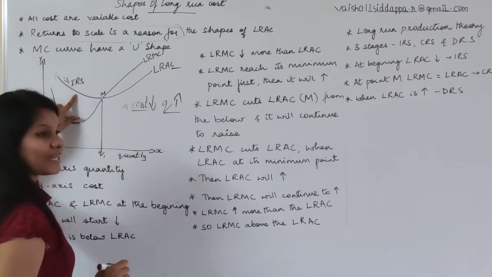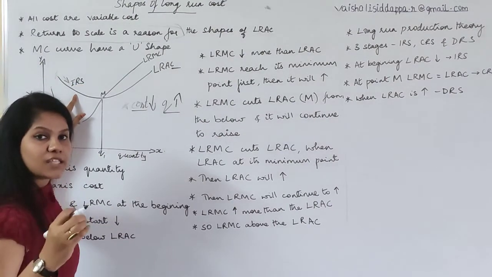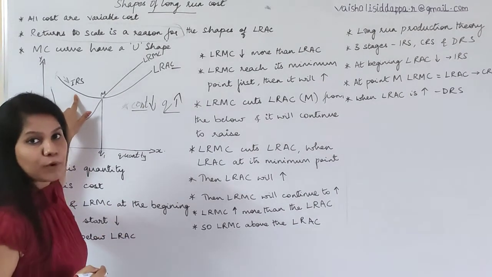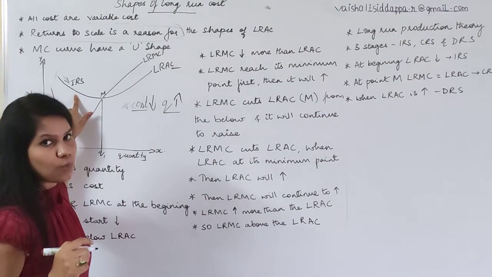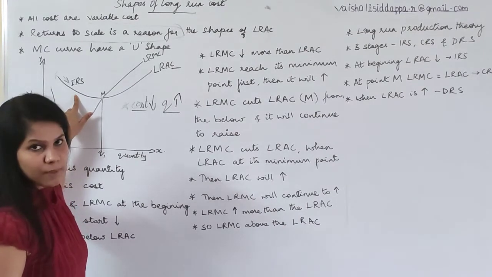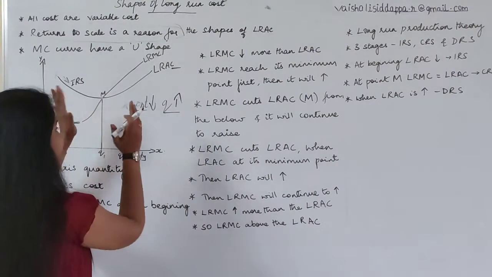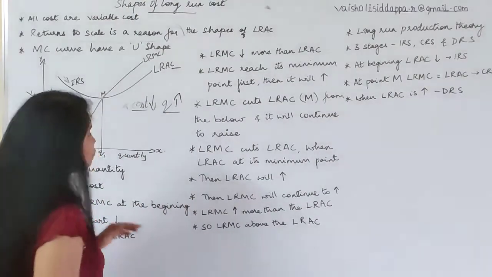Why is cost decreasing? Because of a simple logic: the output is coming more than proportionately to the input they are using. IRS, if you want to know what exactly it is, as I said, you have to see my previous videos to understand the long run production function. To connect with this, definitely you have to see that video.